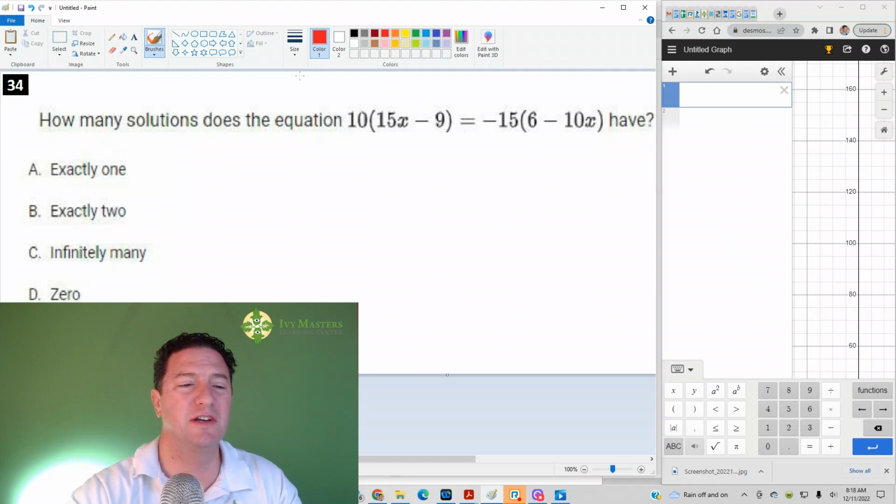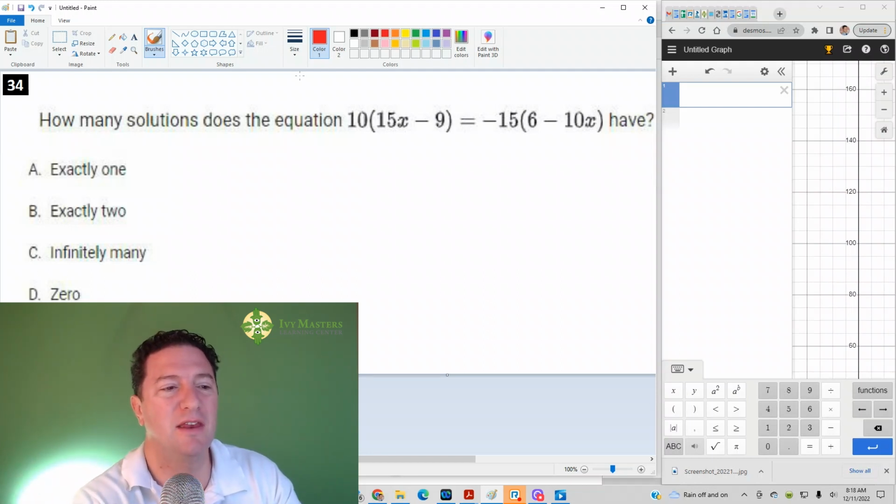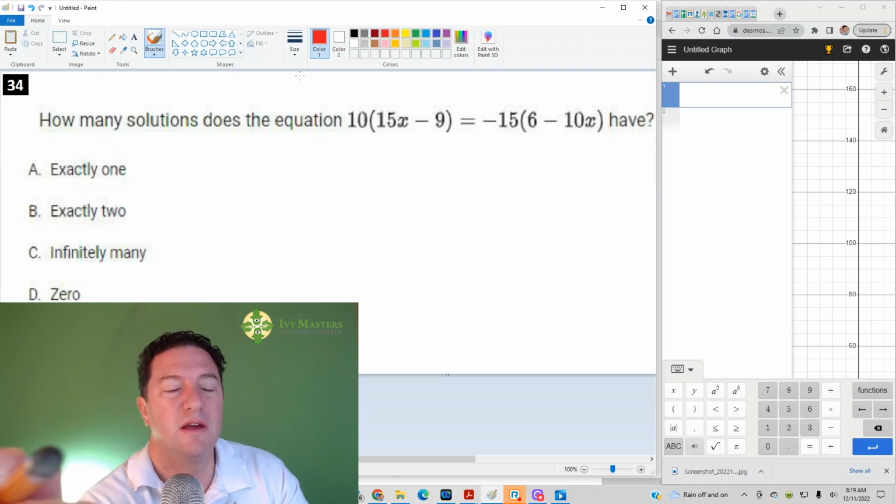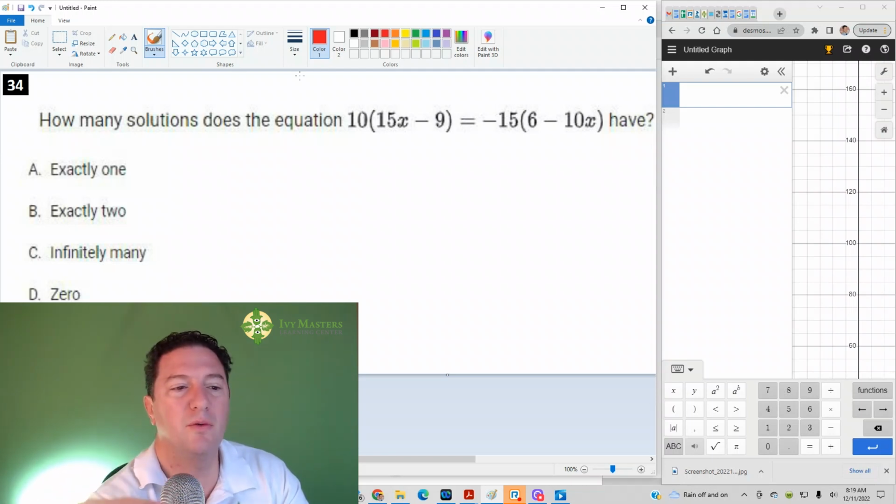Today we're going to look at the 34th question for the potato version of Digital SAT Test 1 Math, and it reads: how many solutions does the equation 10 times the quantity 15x minus 9 equals negative 15 times the quantity 6 minus 10x have? And so when we look at this, what's the first thing we want to do?